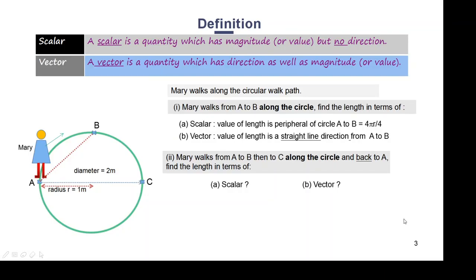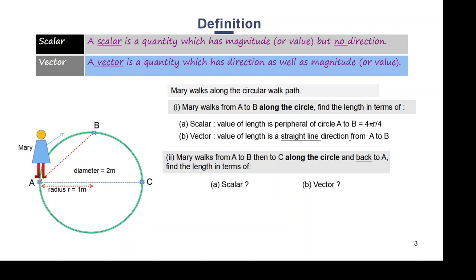Now, what is the meaning of scalar and vectors? Look at the definitions. A scalar is a quantity which has magnitude or value but no direction. Vectors is a quantity which has direction as well as magnitude, or we call values. Give an example of these diagrams.